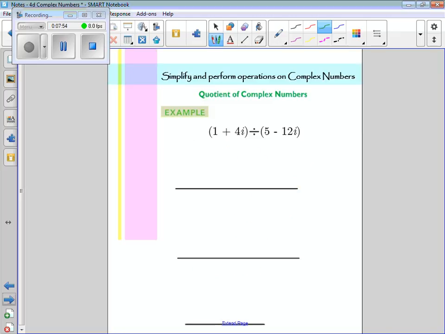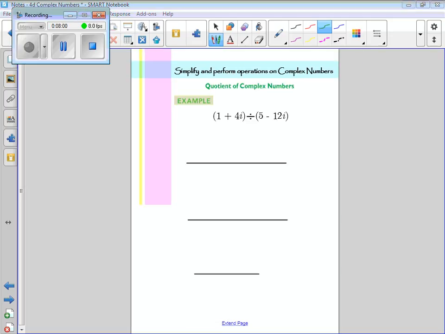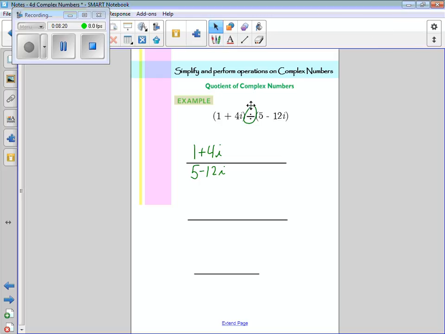Moving on to division. So division, I'm going to rewrite it. I don't like this division sign symbol. I'm going to write it as a fraction here. So it's 1 plus 4i over 5 minus 12i. To simplify this, we need to get rid of the i in the denominator.